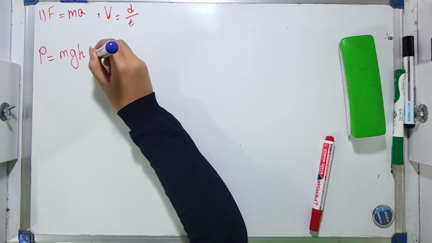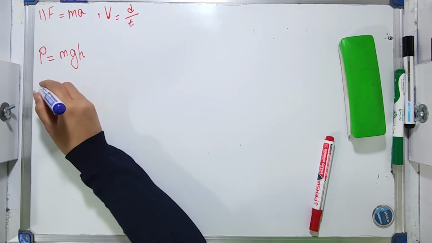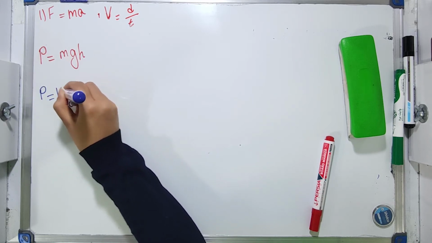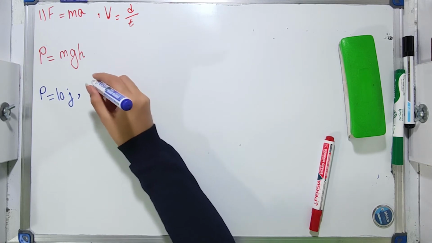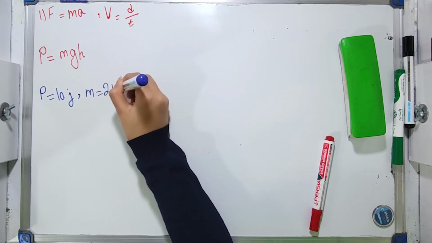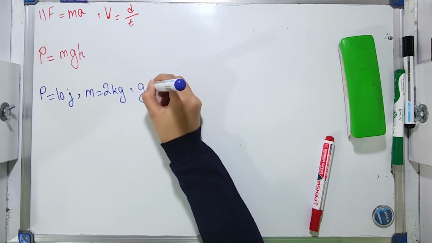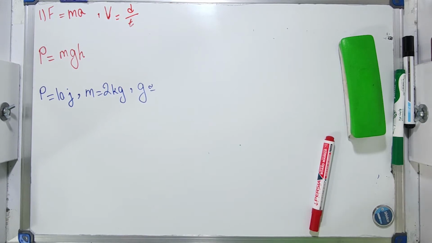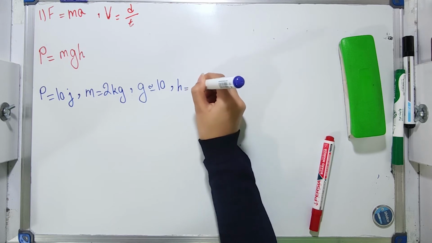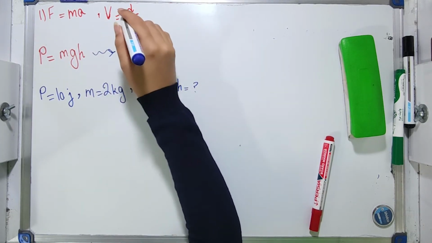And I can say, for example, here I know potential energy that is 10 joules. I know mass that is 2 kilograms. And I know g is about 10, and I am looking for height. So let me just substitute the numbers.